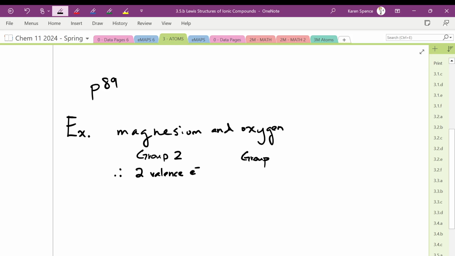So oxygen is in what group? 16. Therefore, how many valence electrons? 6 valence electrons. So we're going to say magnesium, and we're going to draw 2 electrons, and you're going to tell me if I'm doing it correctly. No, what should I have done? I should have made sure that those 2 electrons were separate. Okay, group 16, 6 valence electrons. You guys are going to tell me if this is correct.